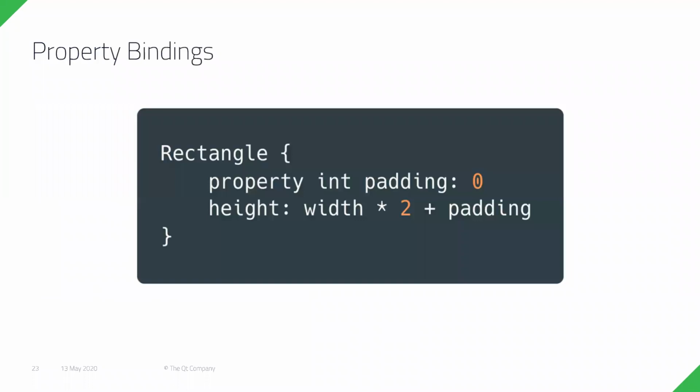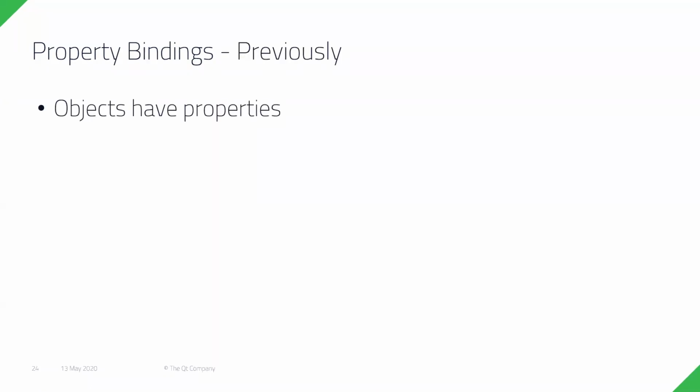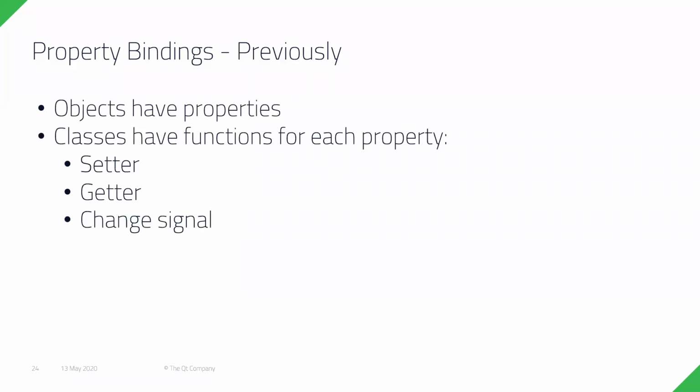Okay, so hopefully you've seen something like this before. A rectangle with a padding property, and then the height is calculated as width times 2 plus padding. We know that when the width or padding changes, we recompute the height by recomputing this expression. So traditionally in QML, this is built on the idea that objects have properties. Classes that are used to instantiate these objects have functions. So you have to declare setters, getters, and signals, and the signal has to be emitted when the property changes, and all of this belongs to the class.